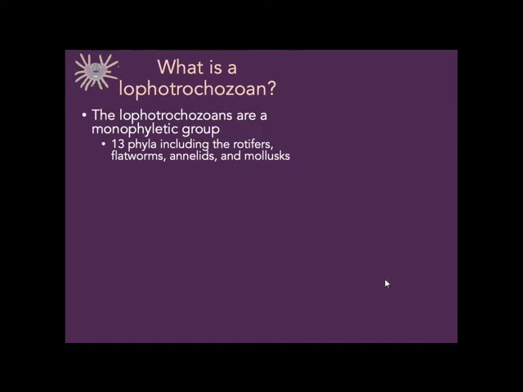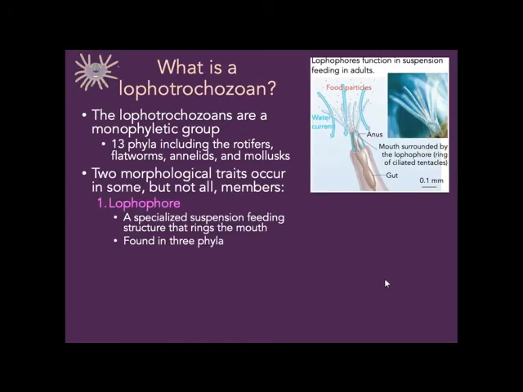All right, let's talk about the Lophotrochozoa. So they are a monophyletic group. There are 13 phyla in the Lophotrochozoa, and we're not going to talk about all 13, but we're just going to talk about a representative couple. So we'll talk about the rotifers, the flatworms, the annelids, and the mollusks.